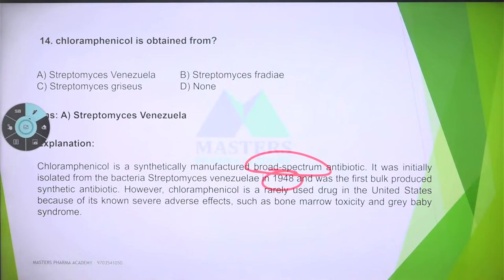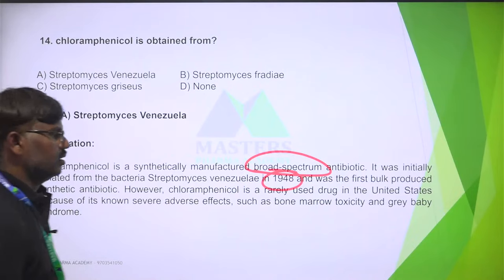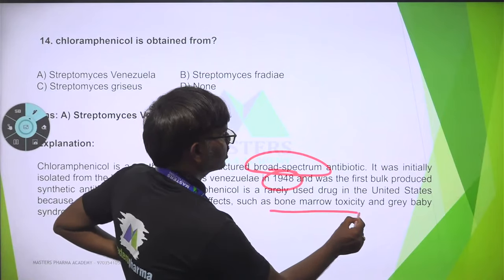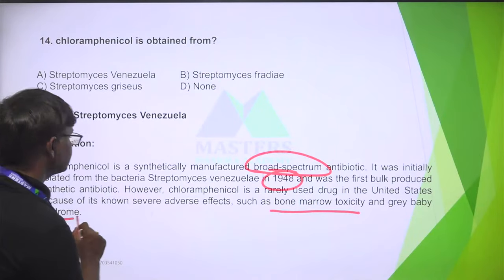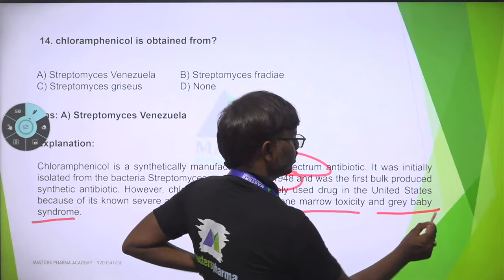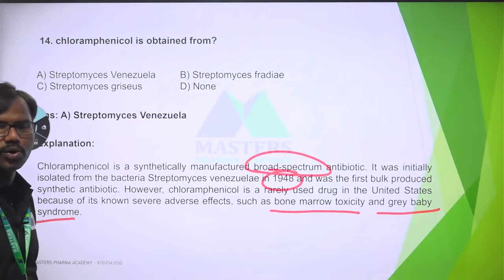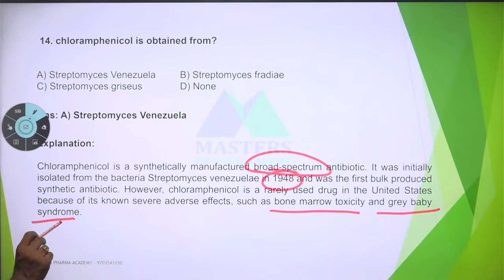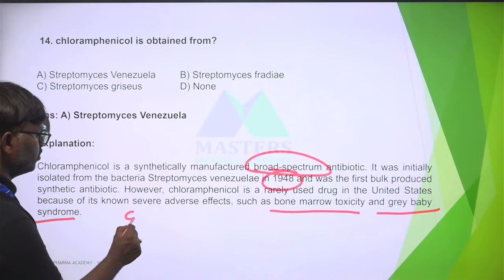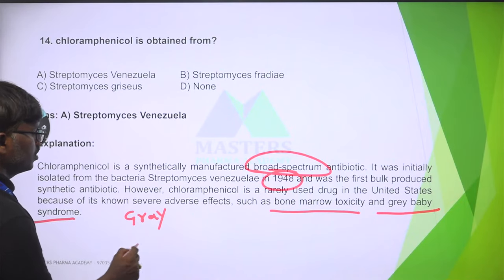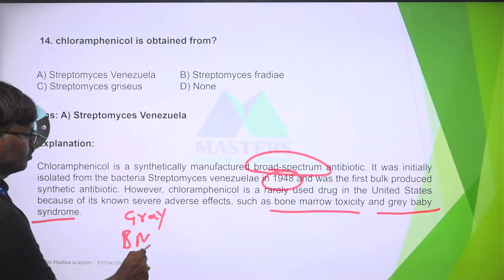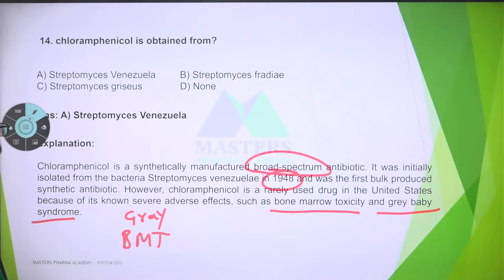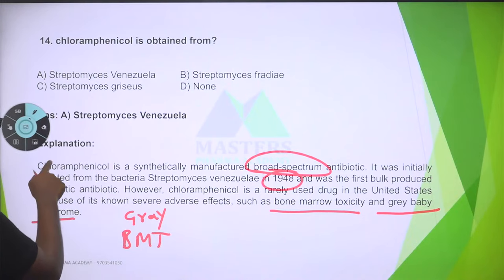Right, then what are the main adverse effects of chloramphenicol? Okay, bone marrow toxicity and gray baby syndrome, very, very important. Gray baby syndrome and bone marrow toxicity. Both of these are very important: gray baby syndrome and bone marrow toxicity, BMT. This is venezuelae.